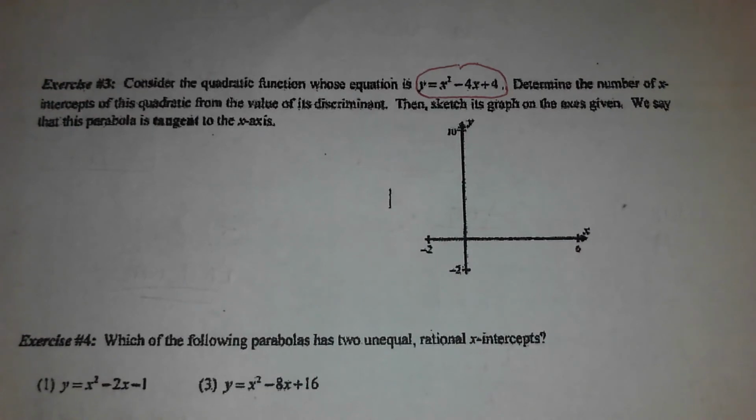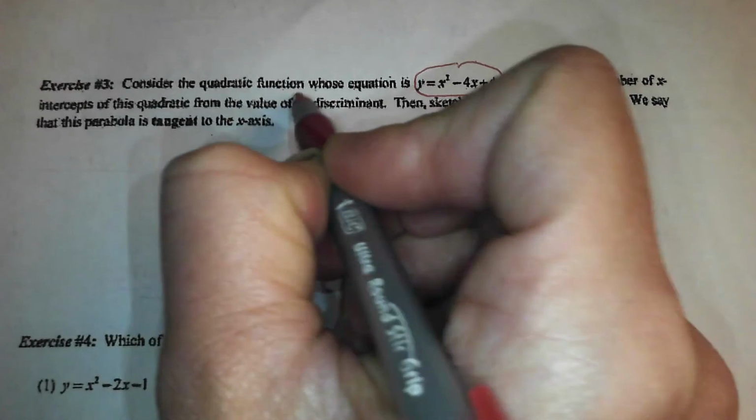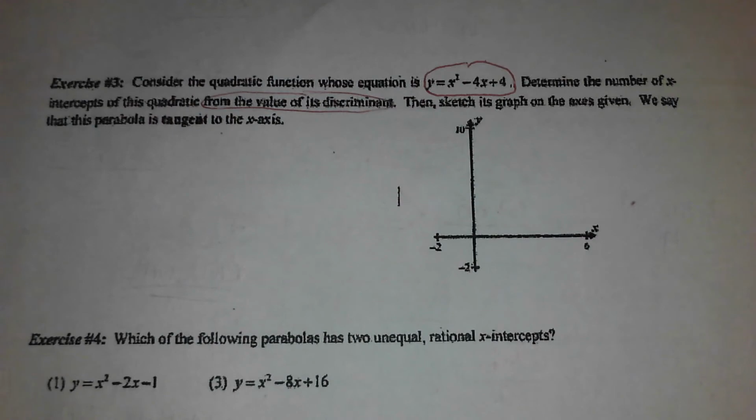Determine the number of x-intercepts. By the way, the number of x-intercepts, you guys should know, that's the number of solutions, right? That's kind of what we've been talking about. Determine the number of x-intercepts from the value of its discriminant. So if this was an open response, we would be looking for, do they know what the discriminant is? And so we're going to calculate that first.